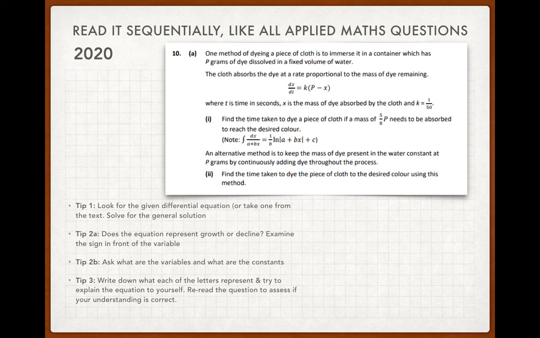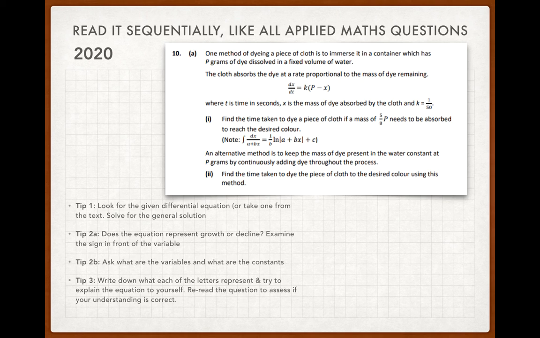So first of all, the x. Well, the x is in the line below the differential equation. X is the mass of dye absorbed by the cloth. And based on that differential equation, the left-hand side is saying how quickly the mass of dye is being absorbed by the cloth, and the right-hand side is saying that the amount of dye being absorbed by the cloth is decreasing with respect to time. So that's a good start. We know that the mass of dye absorbed by the cloth is decreasing.